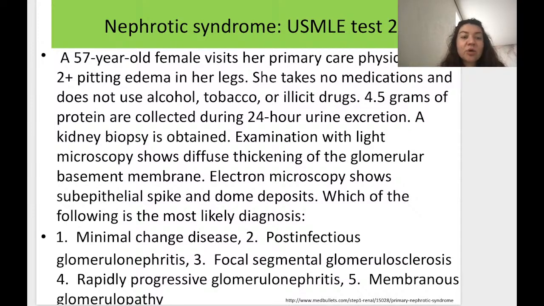Examination with light microscopy shows diffuse thickening of the glomerular basement membrane. Electron microscopy shows subepithelial spike and dome deposits. Which of the following is the most likely diagnosis? First, it is minimal change disease. Second, post-infectious glomerulonephritis. Third, focal segmental glomerulosclerosis. Fourth, rapidly progressive glomerulonephritis. Fifth, membranous glomerulopathy.